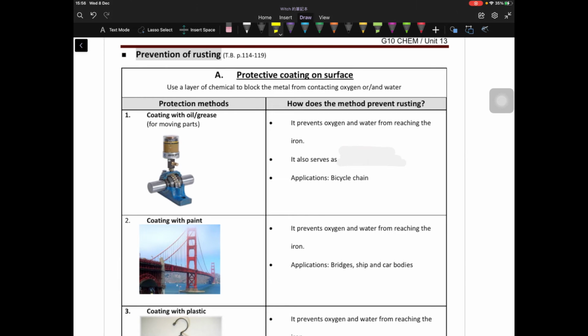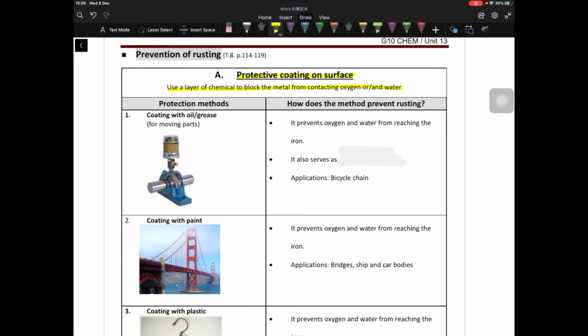The simplest method is something we call a protective layer or protective coating. We have different protective coatings, depending on the object you're going to use. But the basic concept is we try to use something to block the metal from contact with oxygen and water.